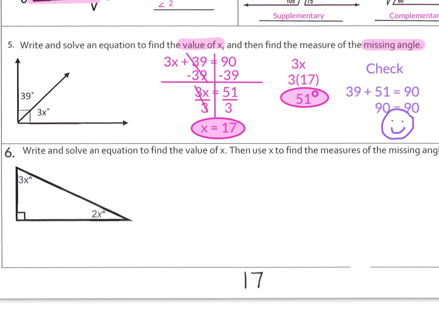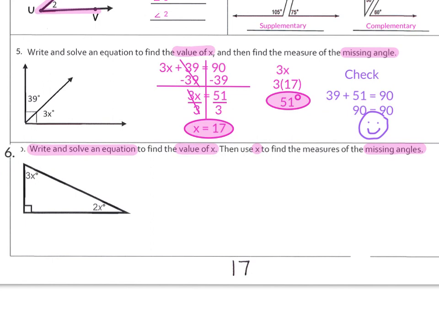All right, let's look at the last question, number 6. Number 6 tells us to write and solve an equation to find the value of x. Then we're also going to use x to find the measure of the missing angles.